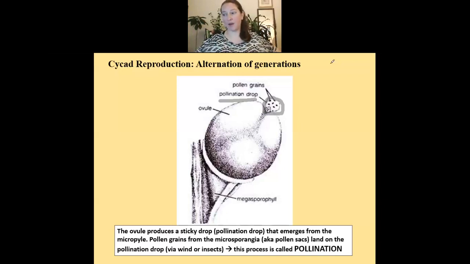So if I ever ask you on an exam about the process of pollination, pollination is literally when a pollen grain lands on an ovule. Done. Pollination complete. So pollen grain lands on an ovule, that's pollination. That's different from fertilization. Fertilization is fusion of egg and sperm. Pollination is pollen grain landed on an ovule.